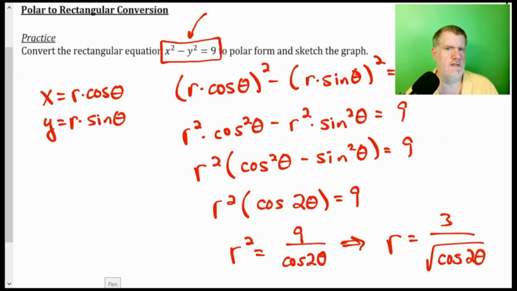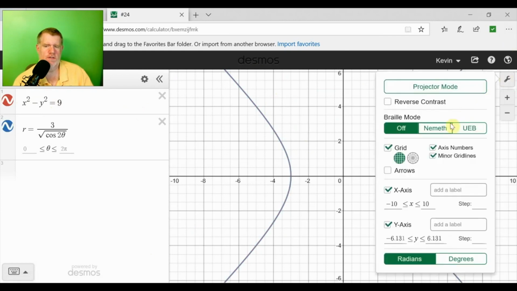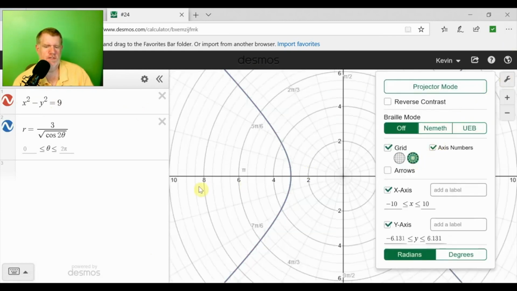All right, let's take a look at that graph and see what's up. Our graph of x squared minus y squared equals 9 is this hyperbola. And when I click on this little polar right here, you notice it's exactly the same. So well done. Take a look at it as a polar coordinate, just so you can see.